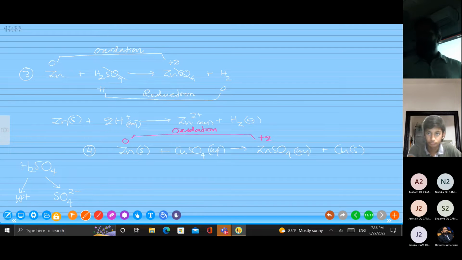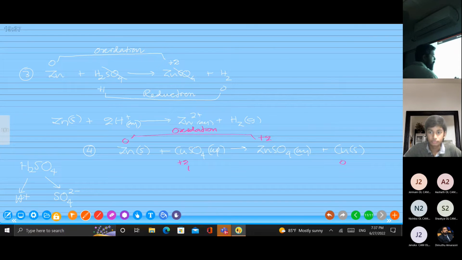Even though you can't see me properly. Yes, yes. Okay, so you have copper 2 plus and we have copper. So this is what? This is reduction. This is reduction.